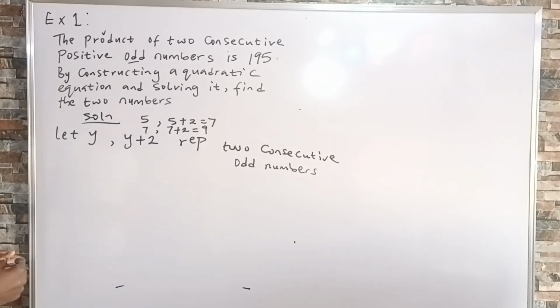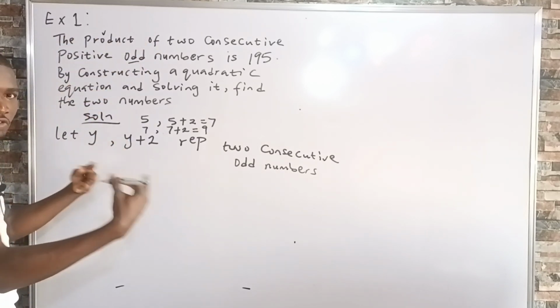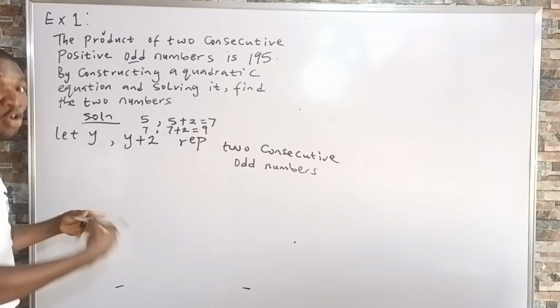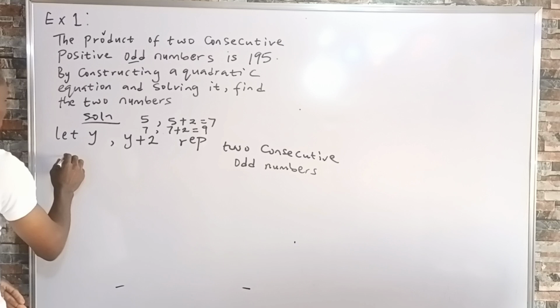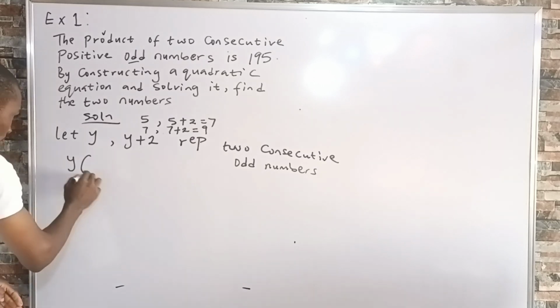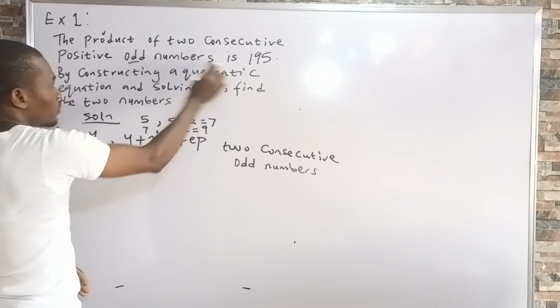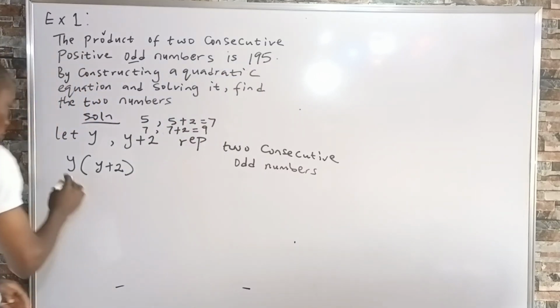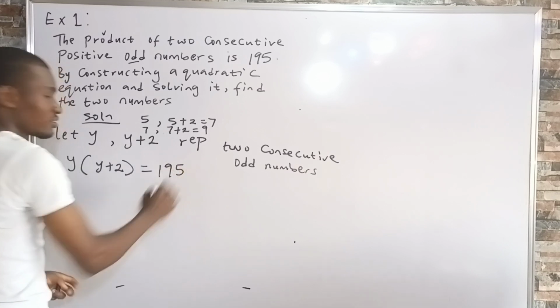All right, with that said, we are now told that the product, remember product is the result you get after multiplying two or more numbers, of these two odd numbers, which simply means y multiplied by y plus 2, is going to be 195. So y multiplied by y plus 2 is going to give us 195.